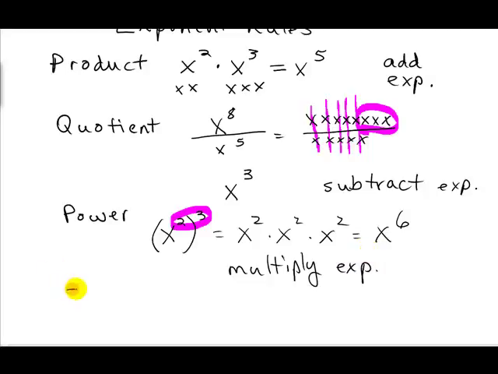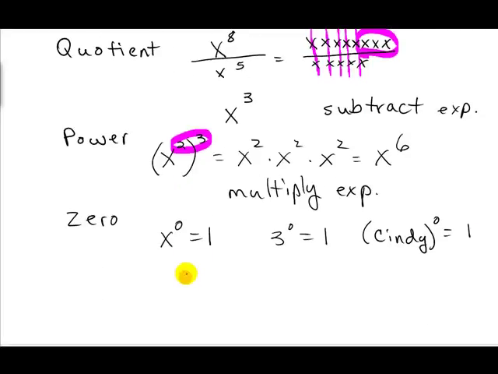We also have the 0 rule. So let's say x to the 0 equals 1. 3 to the 0 equals 1. My name in parentheses to the 0 power equals 1. So for the 0 rule, anything to the 0 power equals 1.